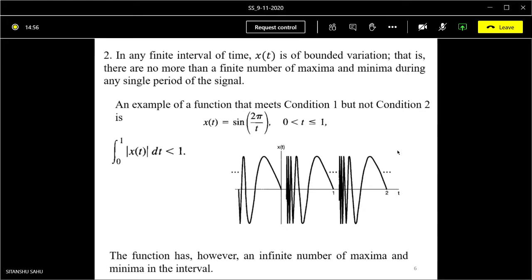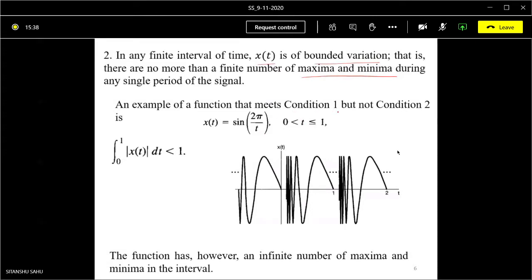Then the second one says that in any finite interval of time, x of t is of bounded variation. That is, there are no more than a finite number of maxima and minima during any single period of the signal, for a periodic type. So there should not be more than a finite number of maxima and minima. This is very, very important. So this is an example: x of t is equal to sine of 2 pi by t, where t is defined from 0 to 1, if this is one period.